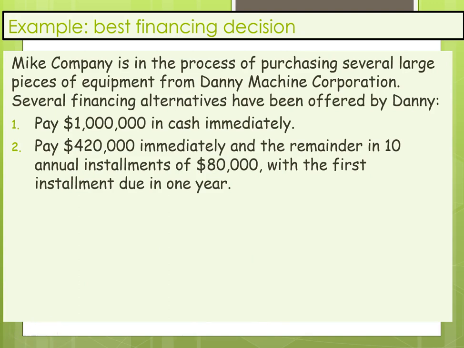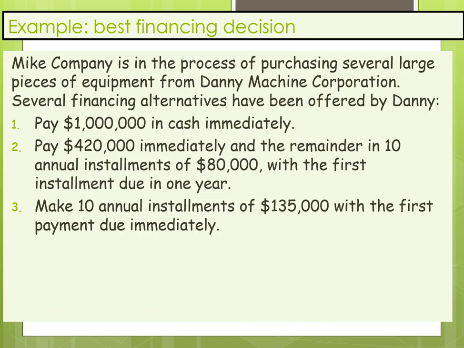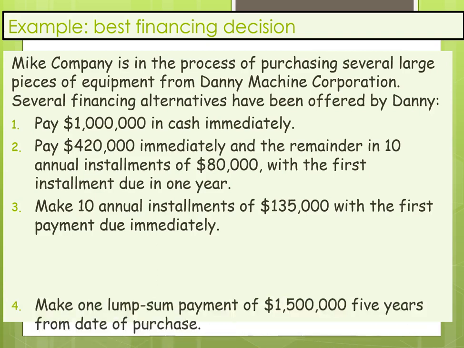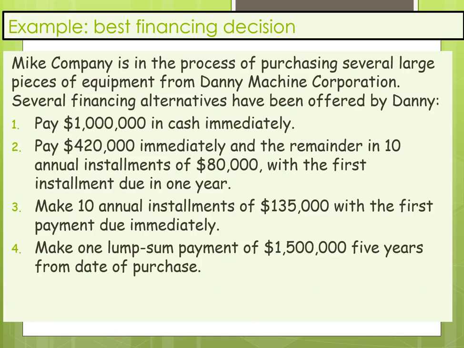Now, the third option is 10 annual installments of $135,000 with the first payment due immediately. And our fourth option is to just make a lump sum payment of $1.5 million in 5 years from the date of purchase.